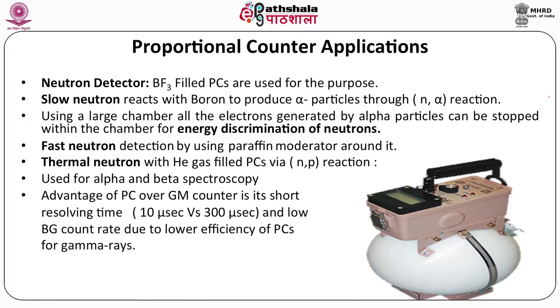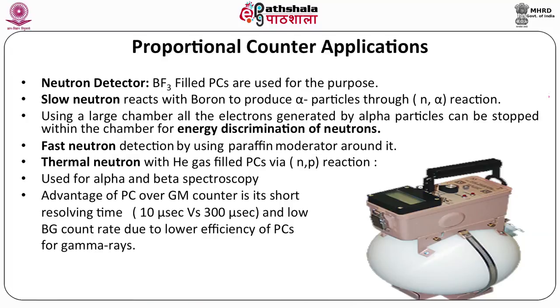What about detecting fast neutrons? For fast neutron detection, you slow them down by using paraffin as a moderator around this slow neutron detector. For thermal neutrons, you don't fill BF3, boron trifluoride gas, but you fill helium gas. And with helium, thermal neutrons react by an n-p reaction. That means the neutrons will produce protons. Protons, being charged particles, will produce further ionization. These proportional counters are used for alpha and beta spectroscopy.